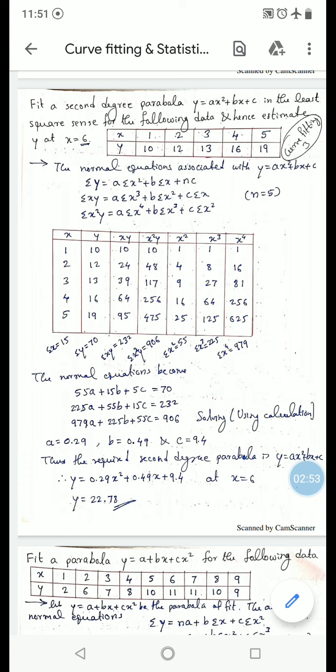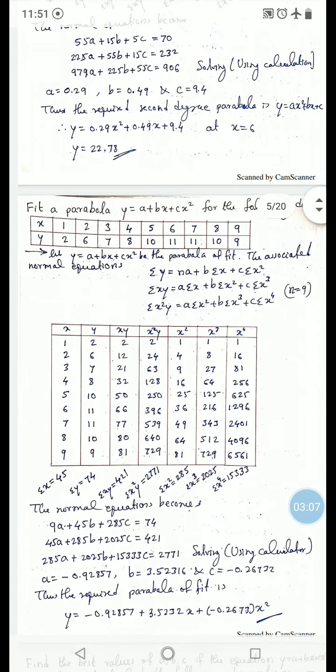In the question they have asked, hence estimate y at x equal to 6. So here put x equal to 6 in the obtained parabola. We get y equal to 22.78. So this is the answer.